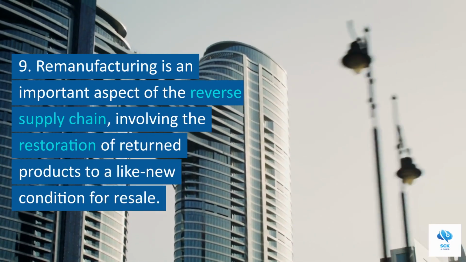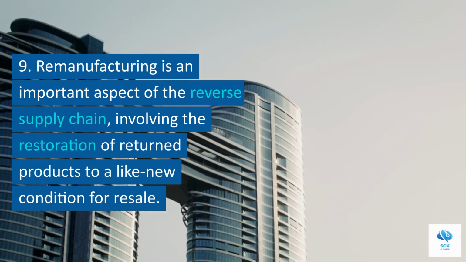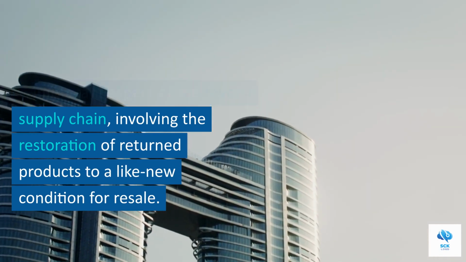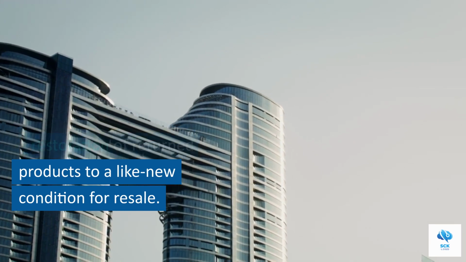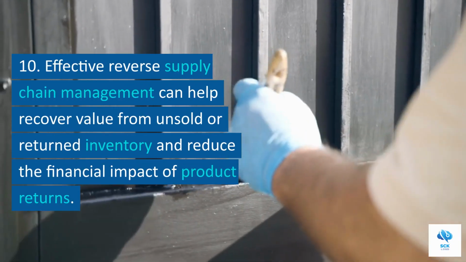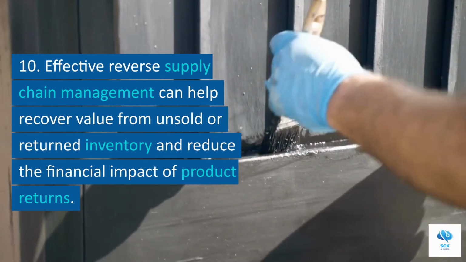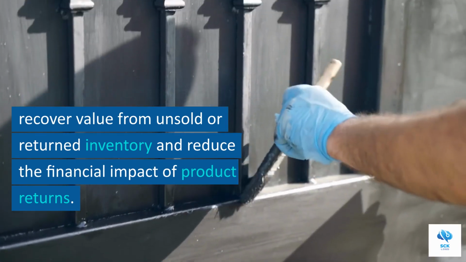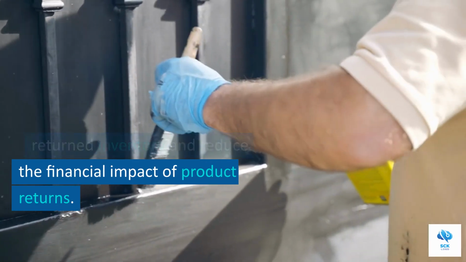Nine. Remanufacturing is an important aspect of the reverse supply chain, involving the restoration of returned products to a like-new condition for resale. Ten. Effective reverse supply chain management can help recover value from unsold or returned inventory and reduce the financial impact of product returns.